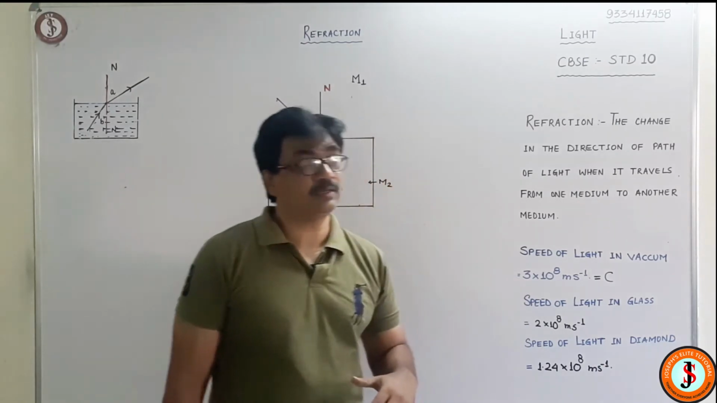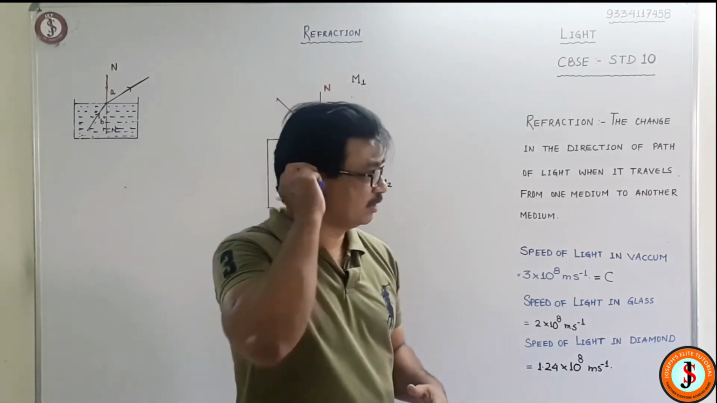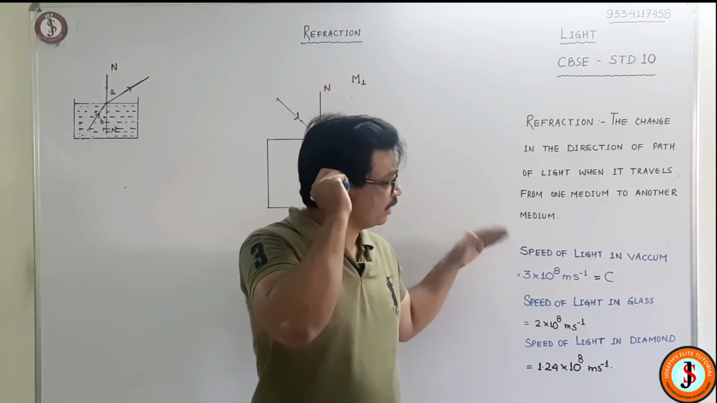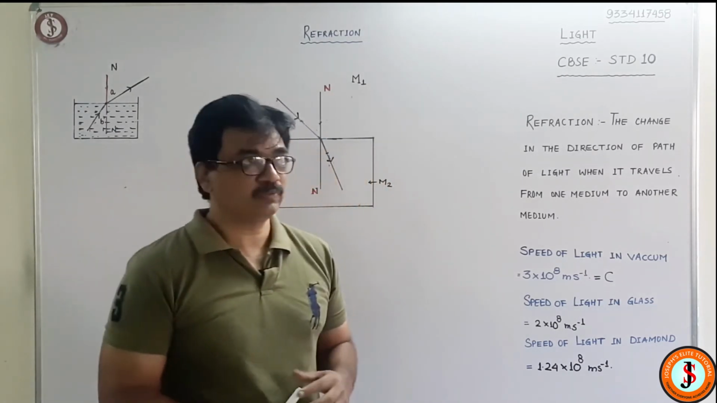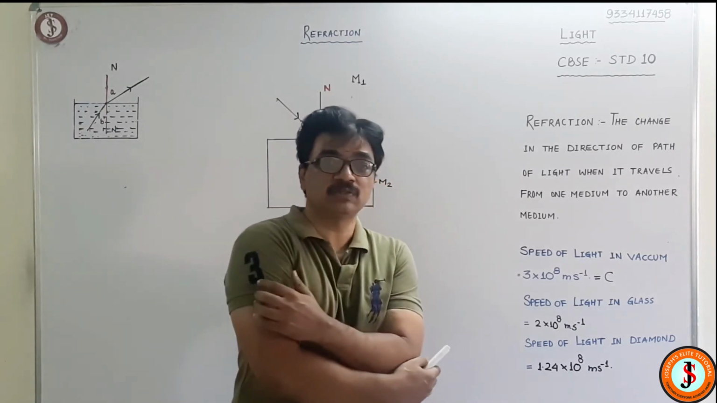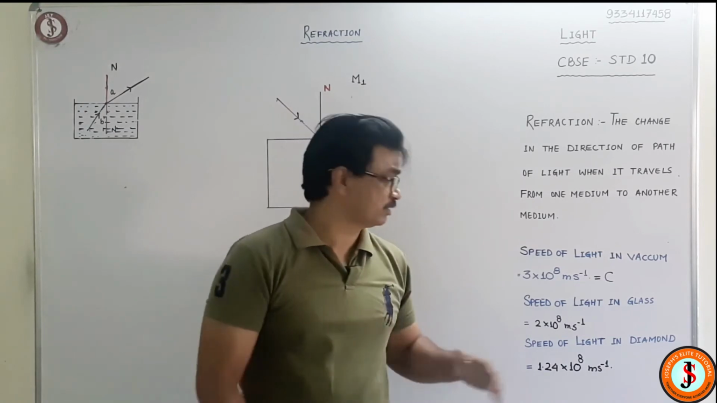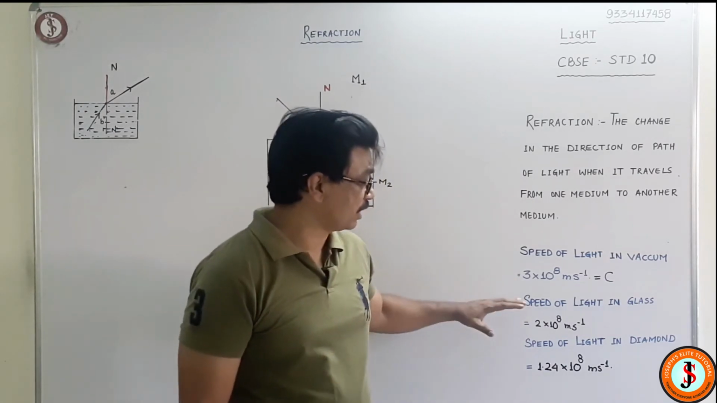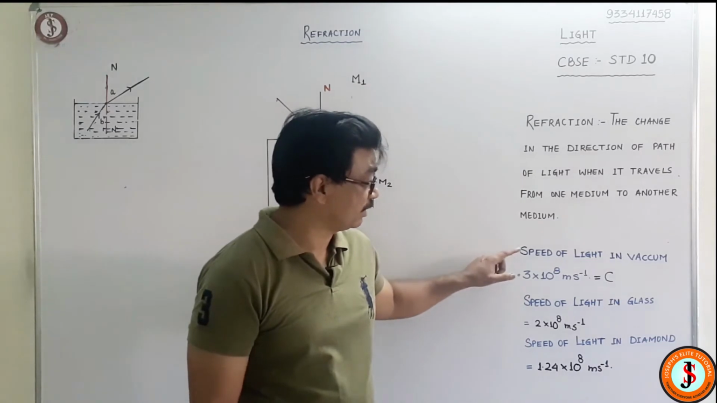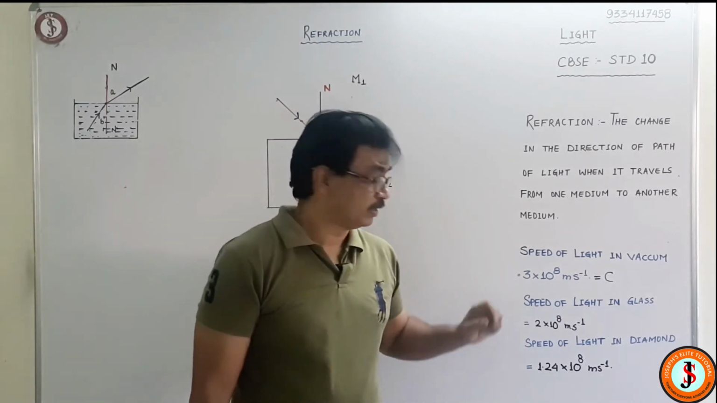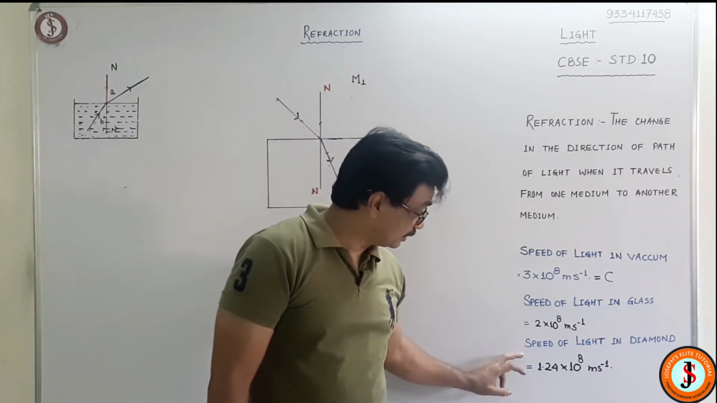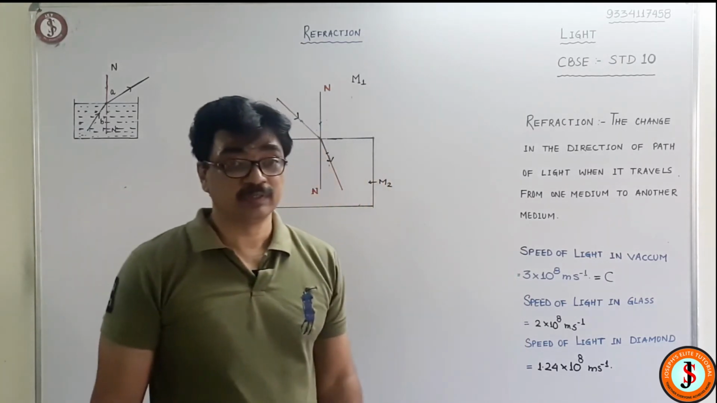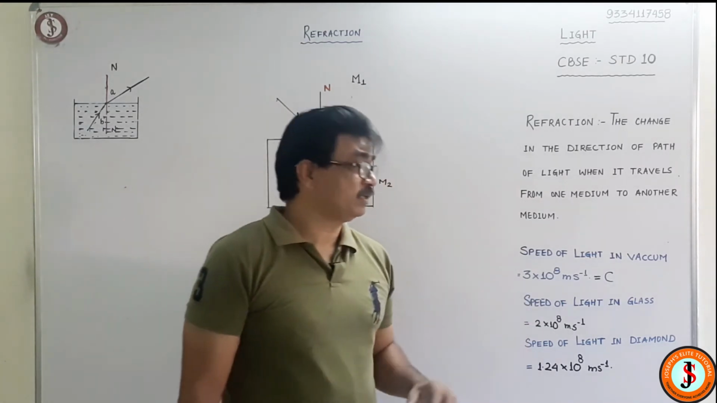Vacuum is optically rarer, because there is nothing rarer than vacuum. But this optically denser and rarer classification is comparative. Suppose I take glass: I can say glass is optically denser than vacuum, but glass is optically rarer than diamond.